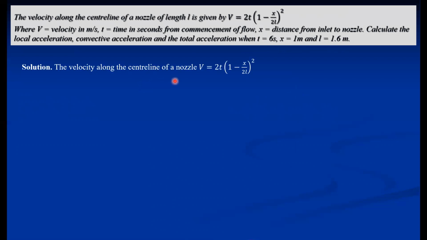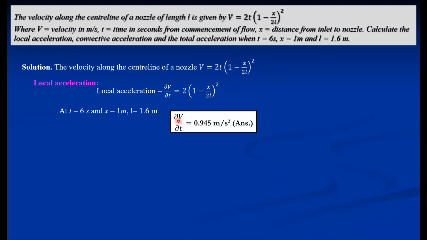First, the velocity along the center line of the nozzle is given by this expression. For the local acceleration, we differentiate v with respect to time. It becomes 2 into bracket 1 minus x by 2L bracket square. Then by putting the values t is equal to 6 seconds, x is equal to 1 meter, and length is 1.6 meters, we get the local acceleration, del v by del t, as 0.945 meters per second square.